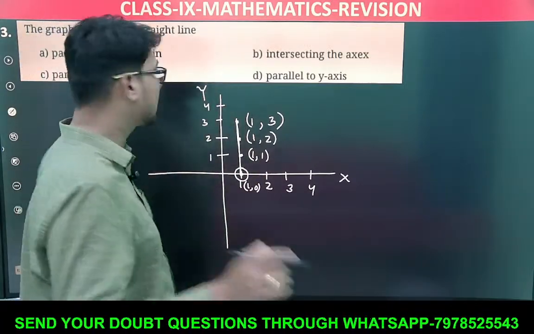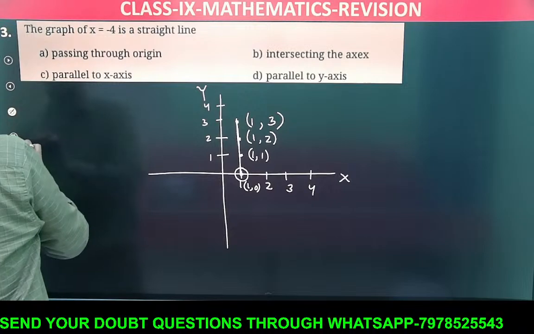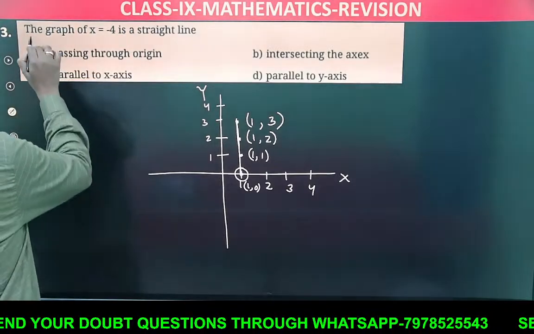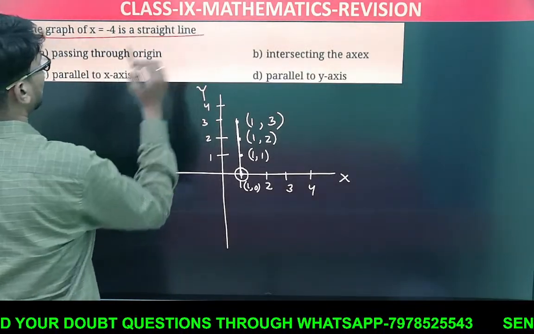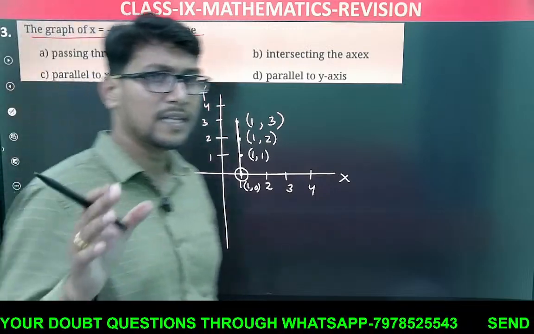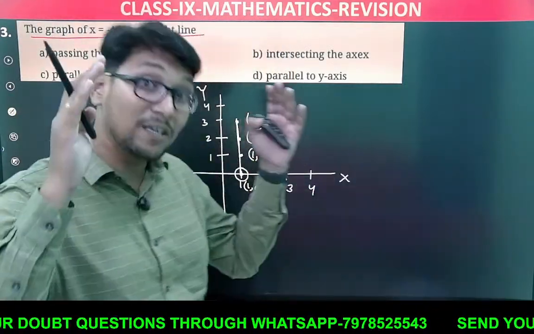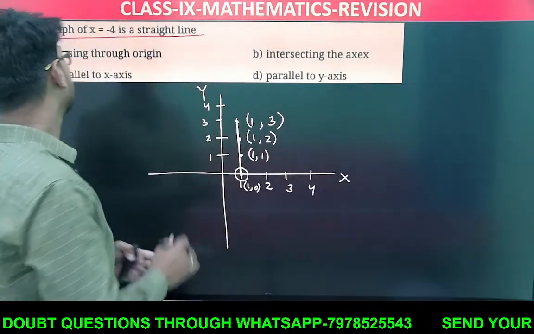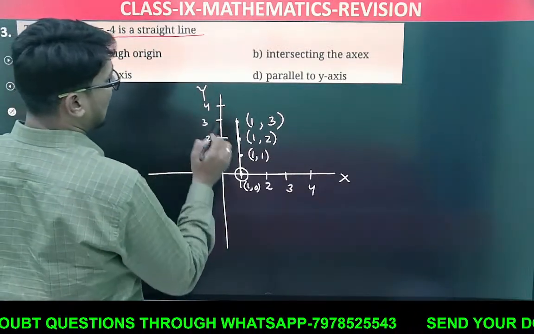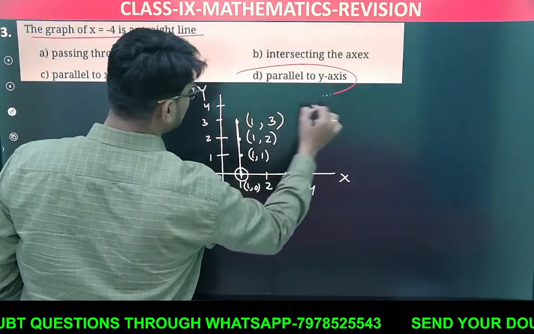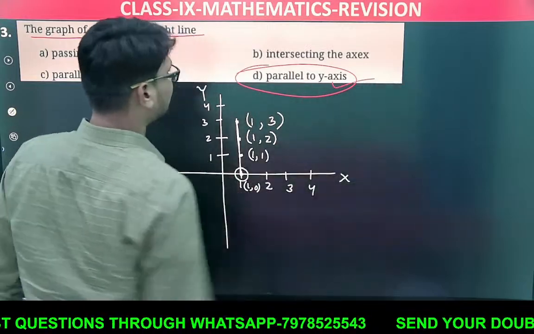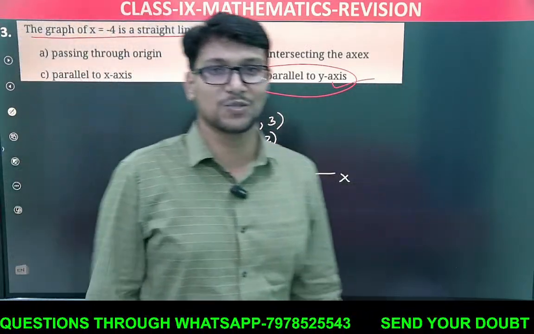Hence, for the question which is asking about the graph of x equals minus 4, x is constant, that is minus 4. So if x is constant, then the line is parallel to the y-axis. This is the answer. I hope this is clear to all, right?